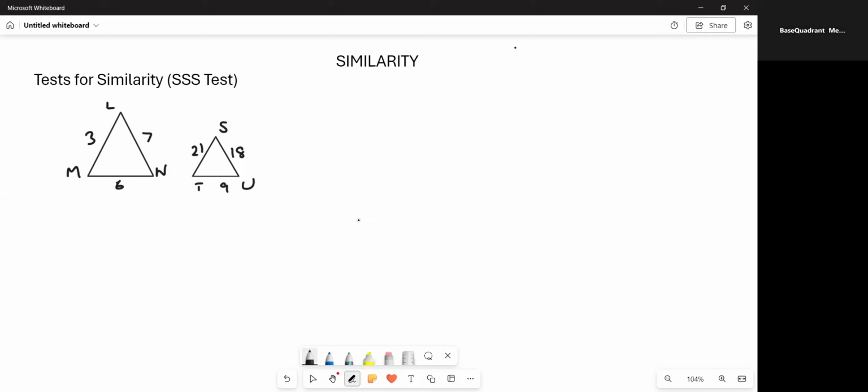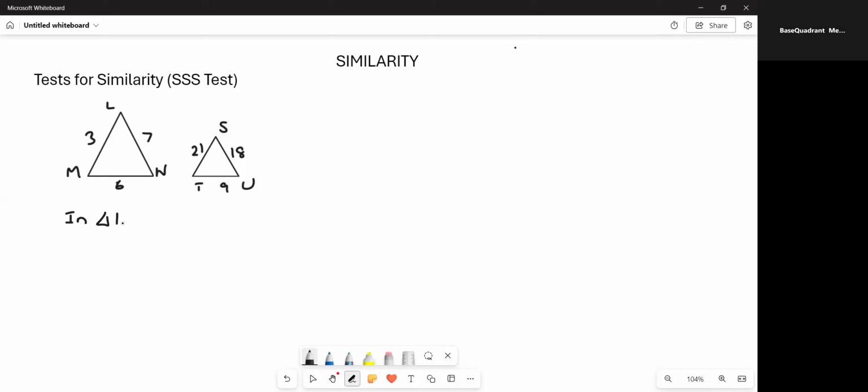Side 1 of the first triangle and side 1 of the second triangle ratio. Side 2 of the first triangle and side 2 of the second triangle ratio. And side 3 of the first triangle and side 3 of the second triangle ratio. All three ratios, if they are equal, then the triangles are similar by SSS test. Let's see this example here.